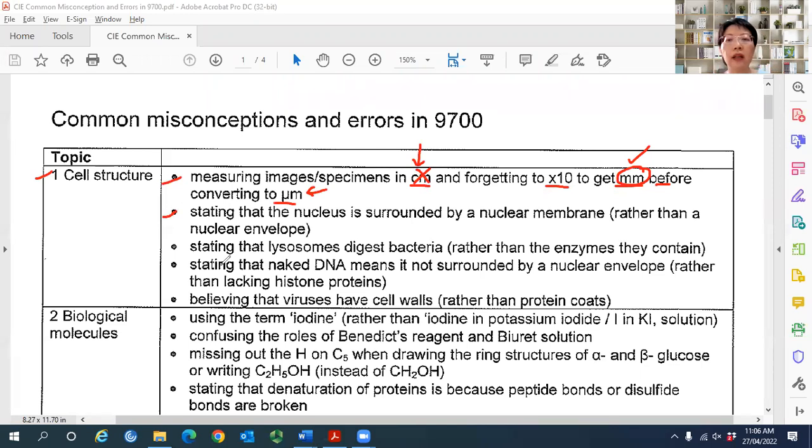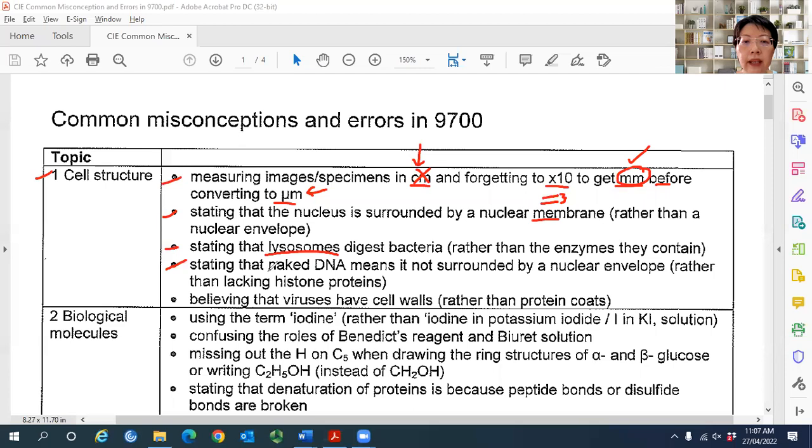Next, stating that the nucleus is surrounded by a nuclear membrane. The nucleus has a double membrane, so the membrane itself is actually 2 layers, and the outer and inner layers form the nuclear envelope. So the envelope is double membrane, okay? Stating that lysosome digests bacteria rather than the enzyme they contain. Lysosome is an organelle, it cannot digest. The hydrolytic enzyme is the one that digests. So from this, you know that the detail you have learned in A level is the detail you need to write in your answer so that it is accurate and qualifies to get the mark.